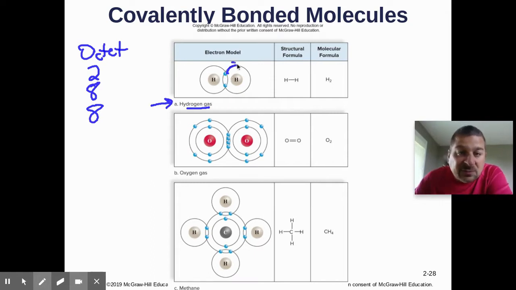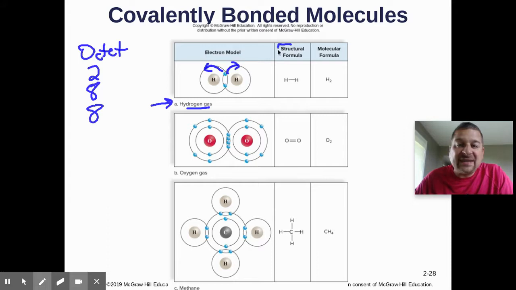So this electron will spin around this atom some of the time, and then it will spin around this atom some of the time. So that electron spends time around both atoms. Okay, it'll go around both atoms, and it shares. It spends time in both. That holds those two atoms together.